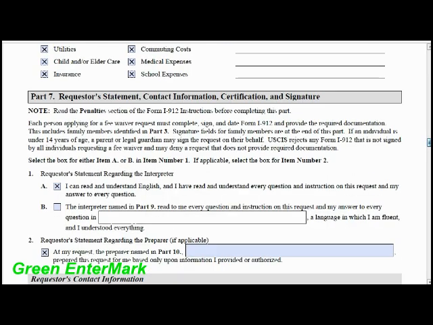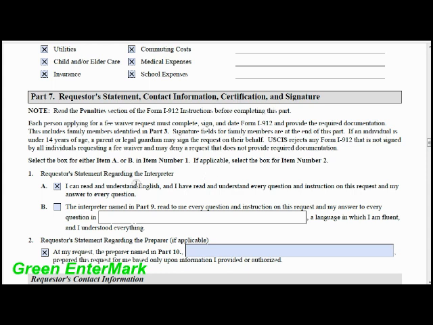Now part 7. In part 7, the requester or the applicant mentions his statement that he can read, write, and understand the questions and is giving answers only on the facts. That's all.